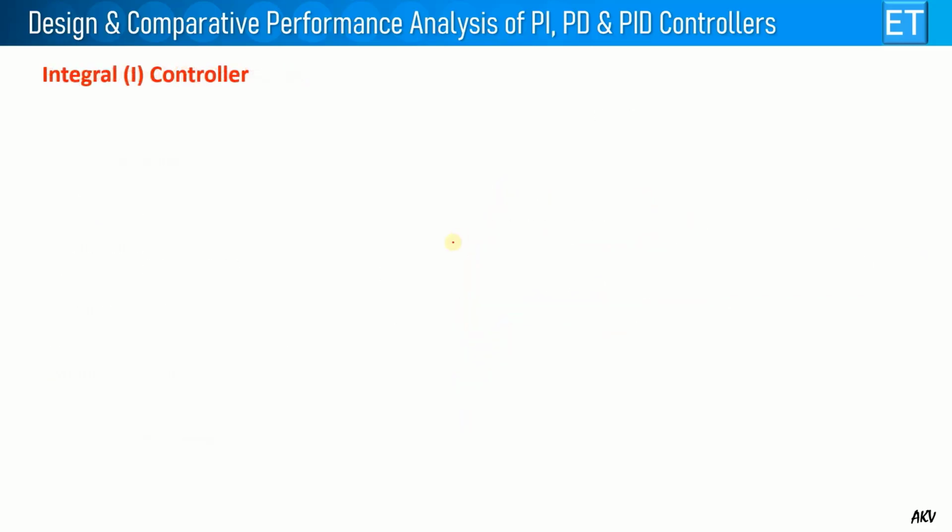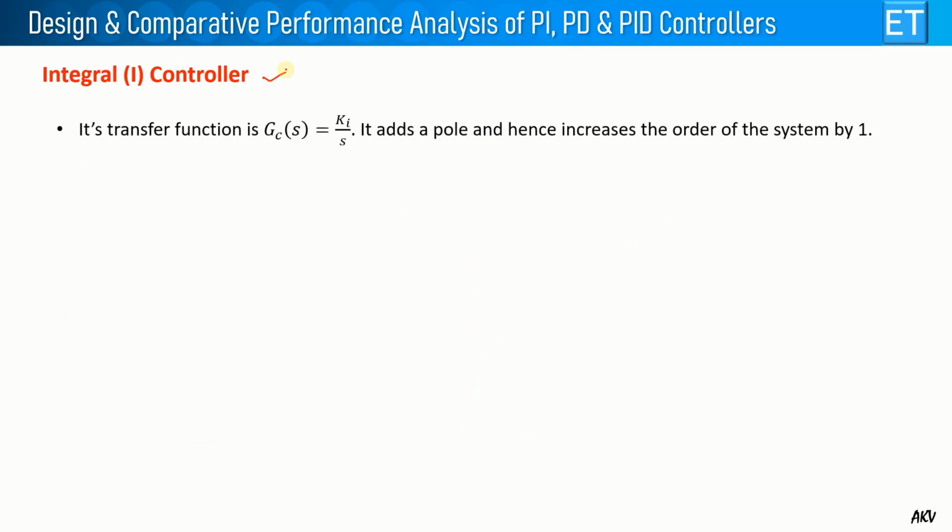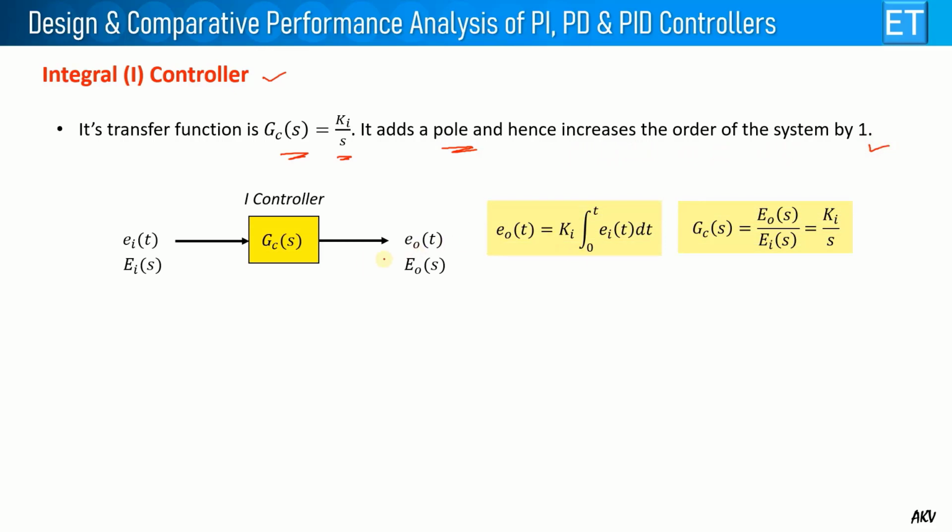So now let us go to the I controller, integral control. The transfer function of the controller is GC(s) equal to KI upon s, because of the integration, of course, this is 1 upon s. By adding this, it adds a pole to the overall system, and hence it increases the system order by 1. You can see that this is the time domain equation of your controller. So the input error Ei(t) is integrated and then multiplied with some gain KI, and this is the frequency domain representation. Here you can see that the transfer function of the controller is simply KI upon s.